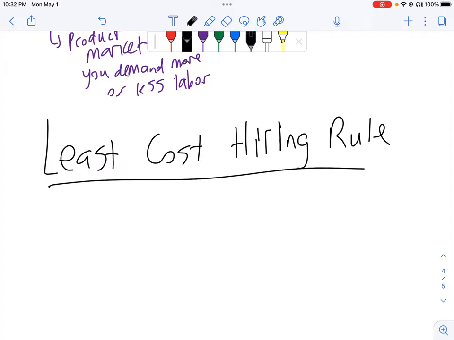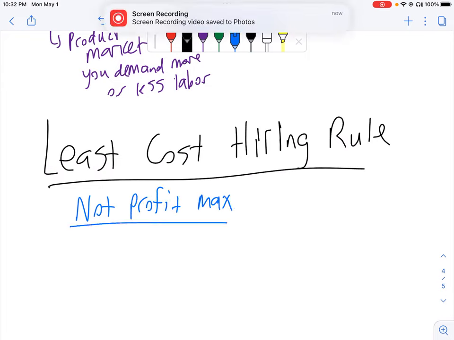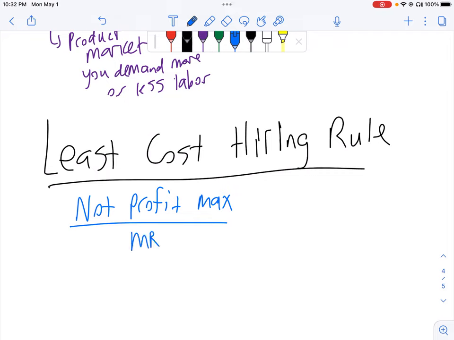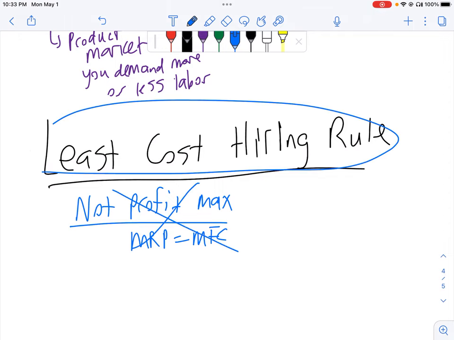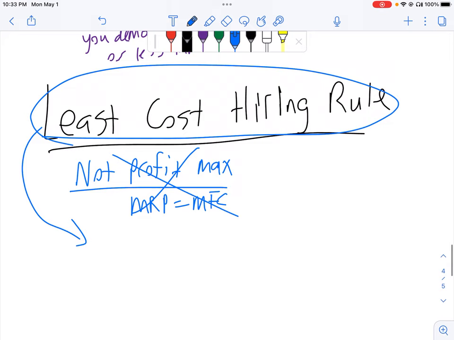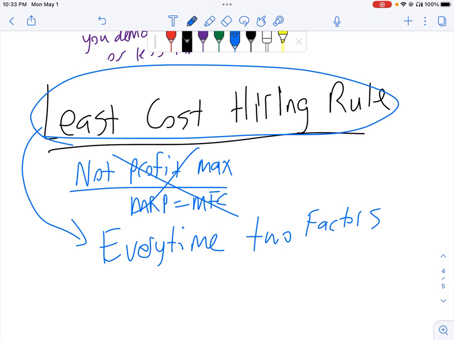Okay, so here's how the least cost hiring rule works. We will not be doing profit max. Remember, profit max is wherever your MRP is equal to your MFC. That's your profit max, but we're not going to do that. We're going to be doing the least cost hiring rule, which means every time you have two factors, you're going to be thinking about this.